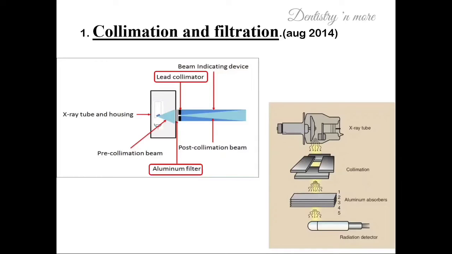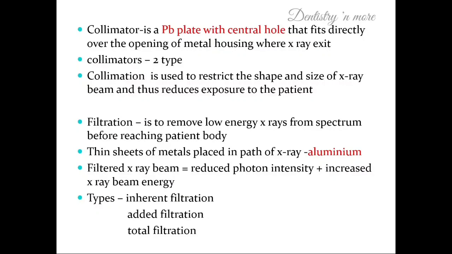Next is about the collimators and filtration. The collimators and filtration have already been explained in the factors controlling the X-ray beam. I have explained what collimators are and what filters are. Again, I'll re-explain it. In this, you can see that through the X-ray tube head, the unleaded glass window, first the X-ray beam interacts with the aluminum filters and then with the collimators. The aluminum filters are the added filters placed in front of the unleaded window itself, and they remove all the low energy X-rays from the spectrum before reaching the patient. So the filtered X-ray beam has reduced photon intensity plus an increased X-ray beam energy. The types of filters are the inherent filters, added filters, and the total filters, as I've already explained in the previous slide.